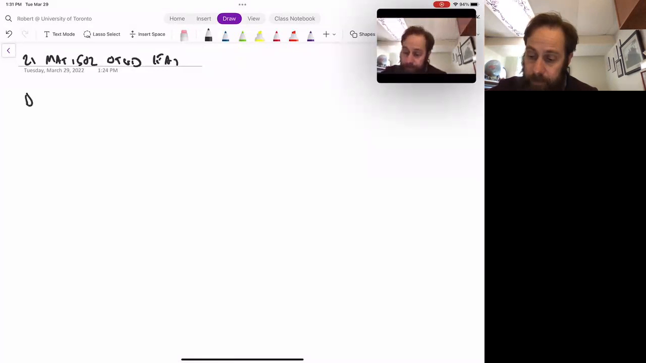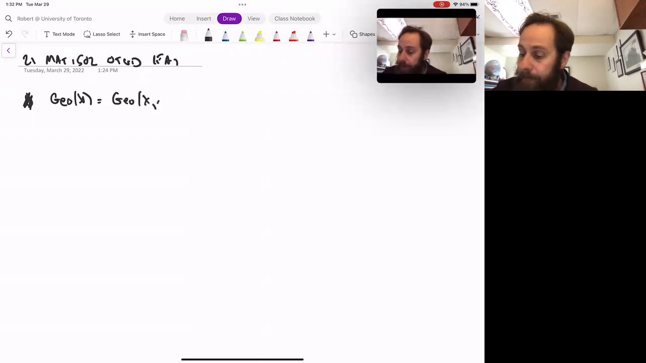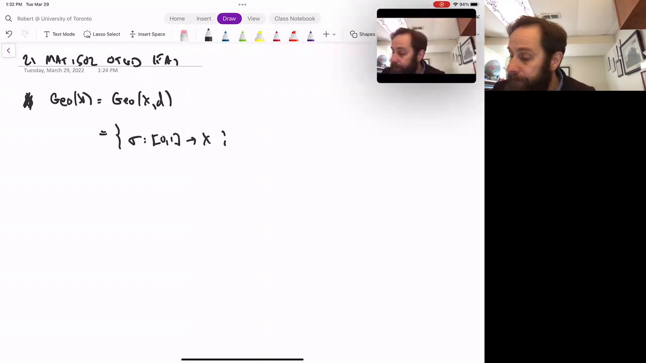First, let me introduce a bit of notation. By geo of X, what I really mean is geo of (X, d). What I have in mind is the set of maps sigma from the unit interval into X such that d(sigma(s), sigma(t)) equals |t minus s| times d(sigma(0), sigma(1)). So it's the set of d-geodesics in any metric space.